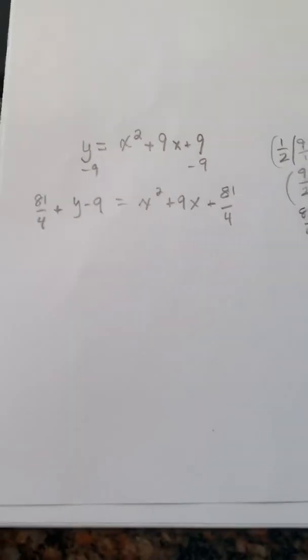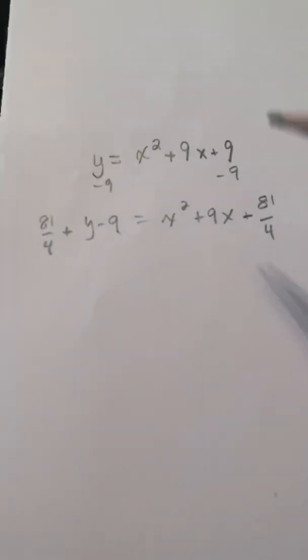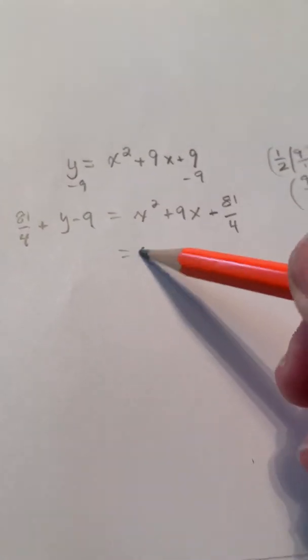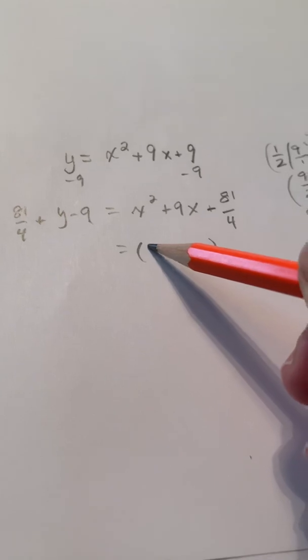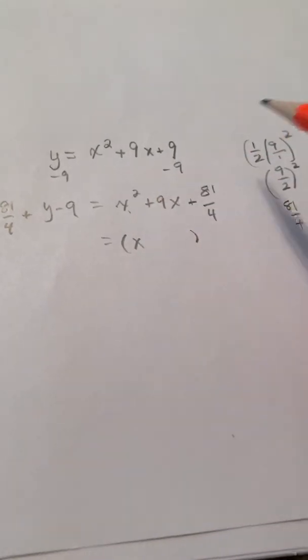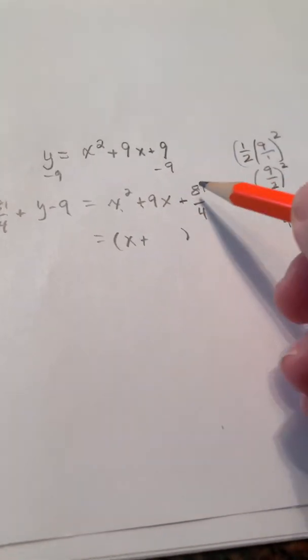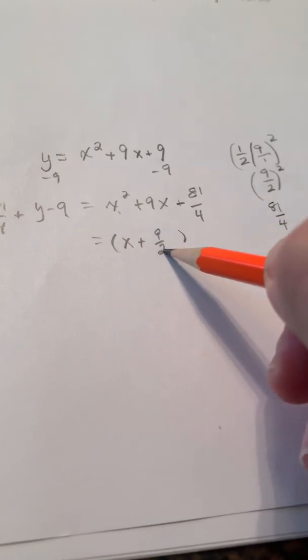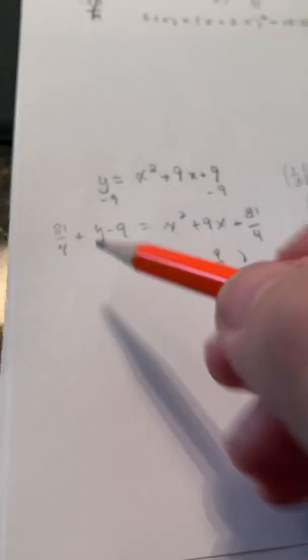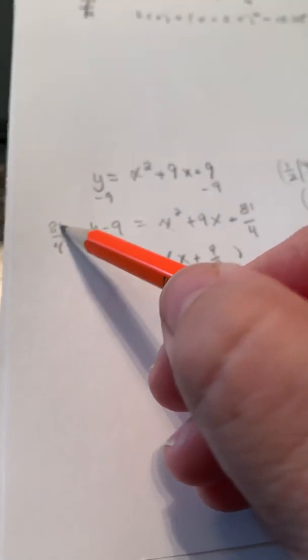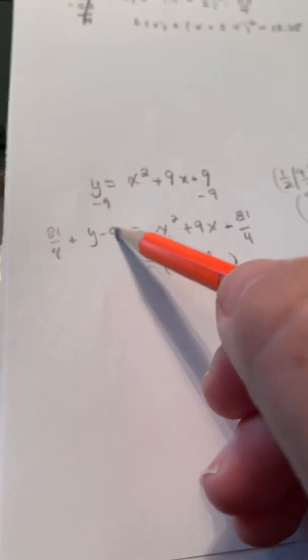Okay, let's just give you a second to look at that, if it'll focus. There you go. All right, now, when I go to write this binomial squared, it's going to be x, because that's the square root of that. This is positive. Square root of 81 is 9, and this is 2. Okay? And now I've got this 81 quarters and this -9.